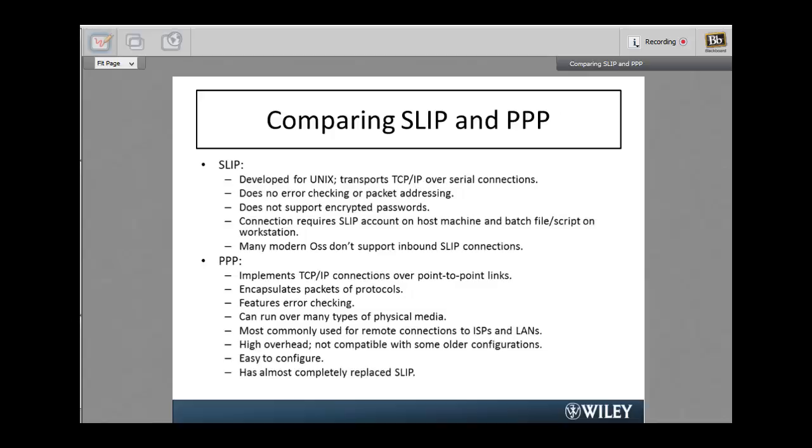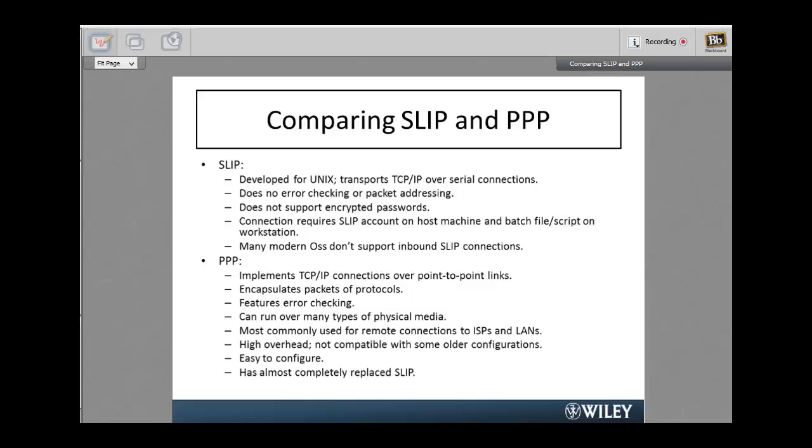SLIP was developed for Unix and transports TCP/IP over serial connections. It does not do error checking or packet addressing, does not support encrypted passwords, and the connection requires a SLIP account on the host machine. Many modern operating systems don't support inbound SLIP connections.